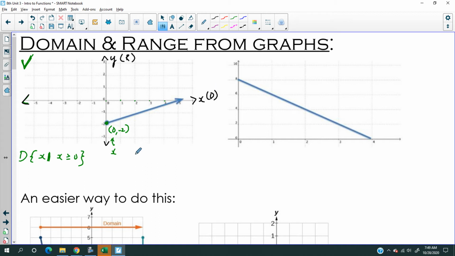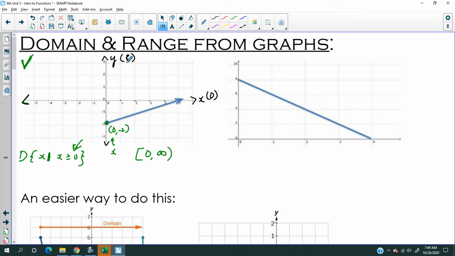Now, do you guys remember how to write this in interval notation? How would you write that? Interval notation with brackets and parentheses. You go to 0, and then you go to positive infinity. 0 is inclusive, bracket, and infinity is always parentheses. Got that?